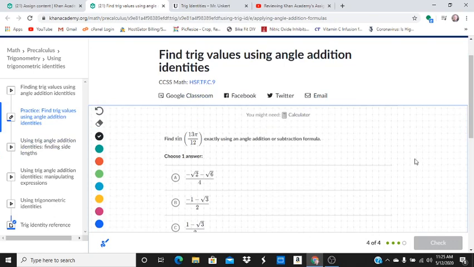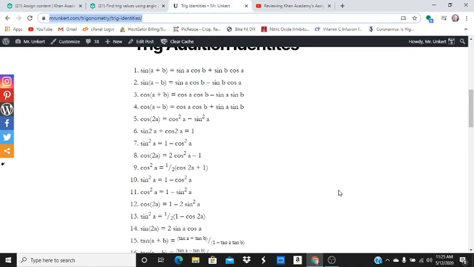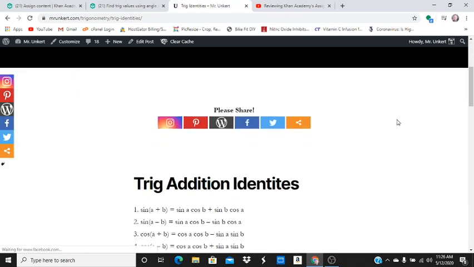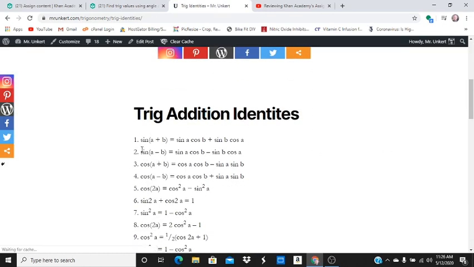This is a problem from Khan Academy's Find Trig Values using Angle Addition Identities. We want to find the sine of 13 pi twelfths, and to do that I'm going to use a trig identity. So I'm going to go over to the website mrunkert.com. I'm going to click on the trig identities here, and this is a growing list of trig identities I'm putting together. And I think I'm going to use sine A plus B equals sine A times cosine B plus sine B times cosine A.